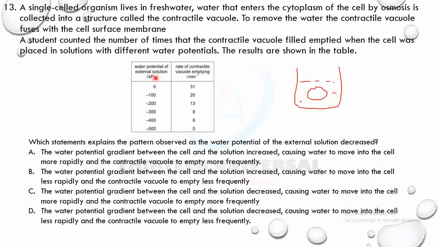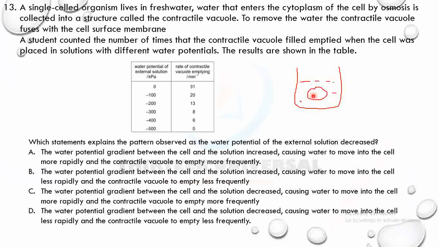Can you see what's happening to the water potential? The water potential of the external solution, that's this external solution, and this is the cell. It was 0 here, which means pure, no solute at all. That means there's a steeper concentration gradient. No solute here, but more solute inside, so water continues to move in, right?